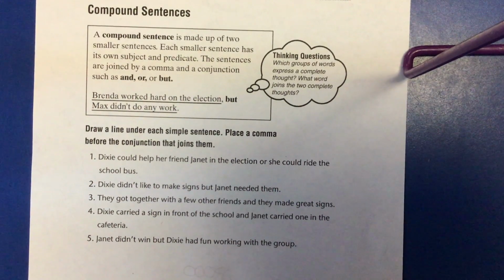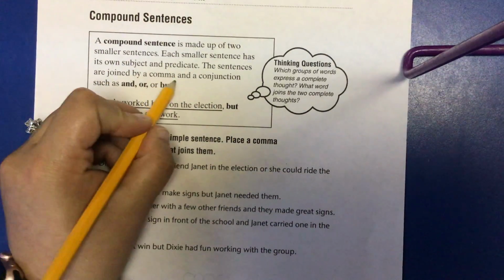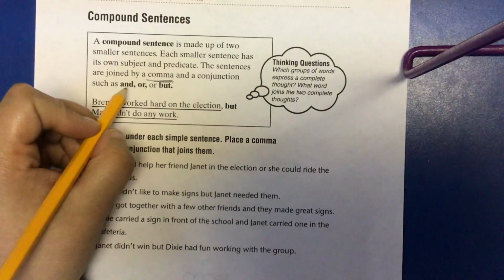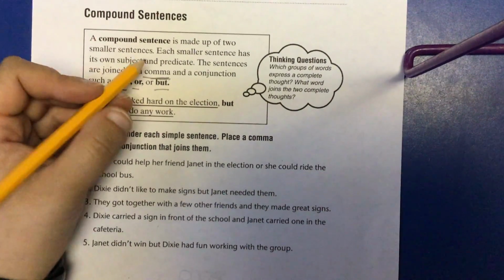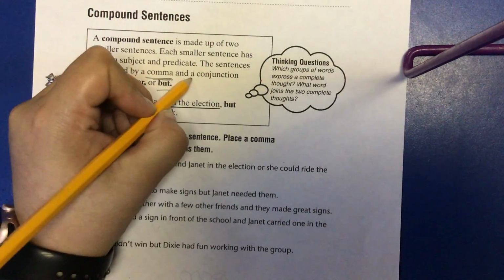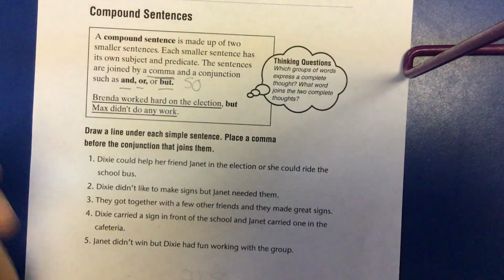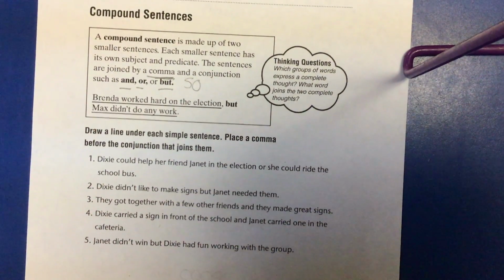So it says a compound sentence is made up of two smaller sentences. Each smaller sentence has its own subject and predicate. The sentences are joined together by a comma and a conjunction like and, or, but. And on your assignment page, they also use the word so. So there's 4 different ones that you can use.